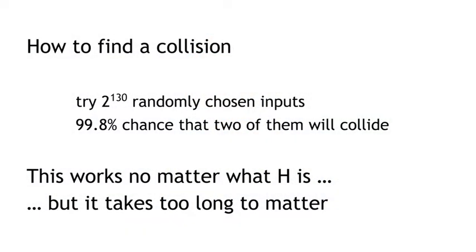And the method works like this: we're going to pick 2 to the 130 randomly chosen inputs over on the left cloud of that previous diagram. And if we pick those 2 to the 130 randomly chosen inputs, it turns out there's a 99.8% chance that at least 2 of them are going to collide. And so this is a very simple method for finding a collision. It works no matter what the hash function is, but of course the problem is that this takes a very, very long time to do. You have to compute the hash function 2 to the 130 times, and that's of course an astronomical number. This method works no matter which hash function we're using. There's still a 99.8% probability that this works, and if it doesn't work, just try it again.